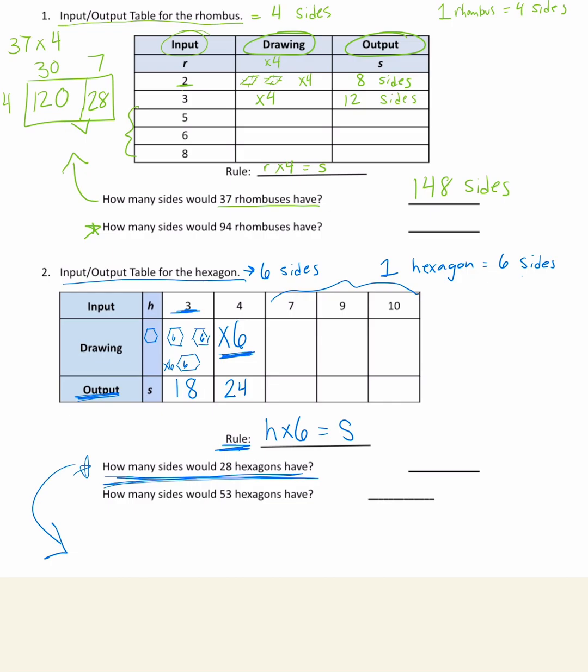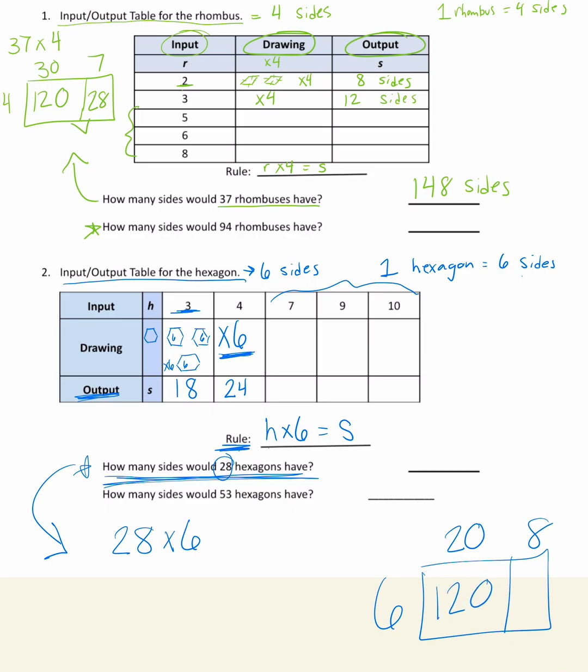All right, so following our rule, H was hexagons. Well, I know here I have 28 hexagons, and my rule was that times 6. Okay, so then I'm just going to set it up. 28 times 6. Well, 2 times 6 is 12, so 20 times 6 would be 120. Okay, and then 8 times 6 is 48. Okay, and then I just need to add those together. So 120 plus 48 would become 168, meaning that 28 hexagons have 168 sides.